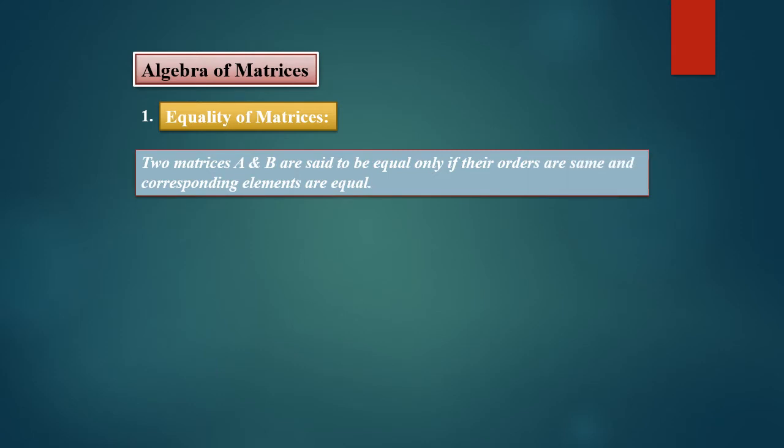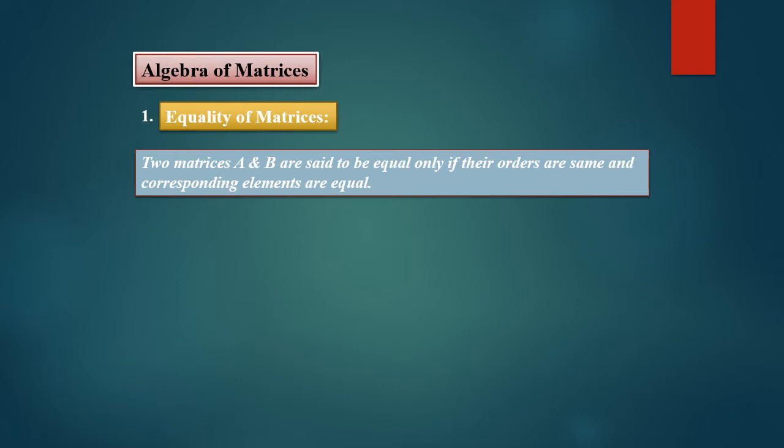So two matrices A and B are said to be equal only if their orders are same and corresponding elements are equal. So the first condition is we need to check the orders. The orders must be same, and the second condition is corresponding elements are equal. That is, the first element of the matrix A must be equal to the first element of matrix B, second element must be equal to the second element, and so on.